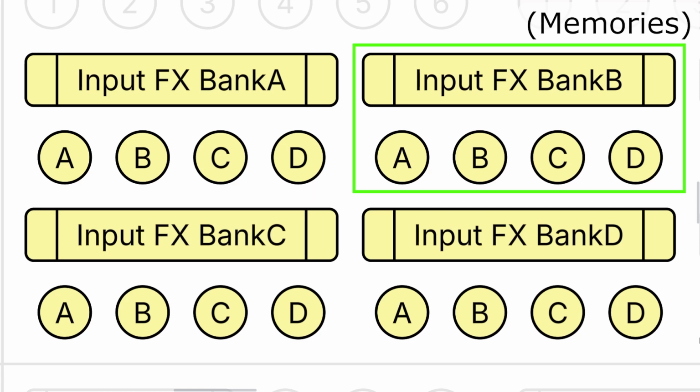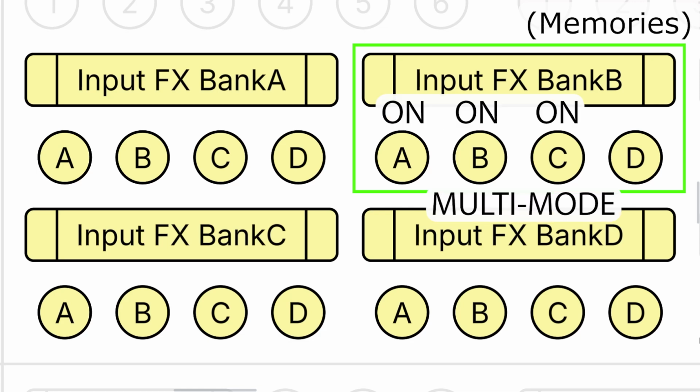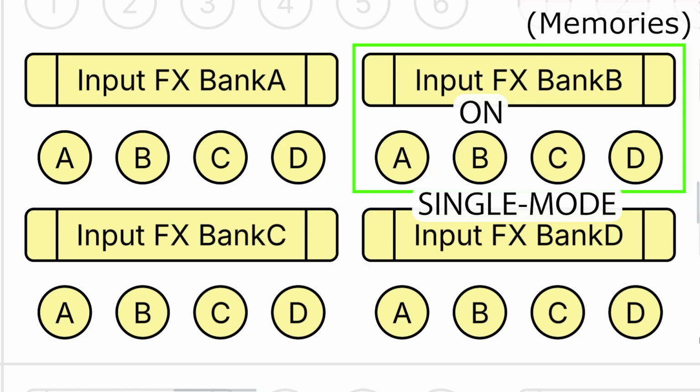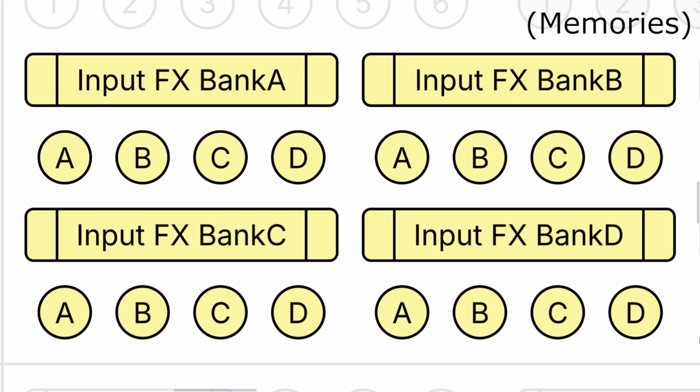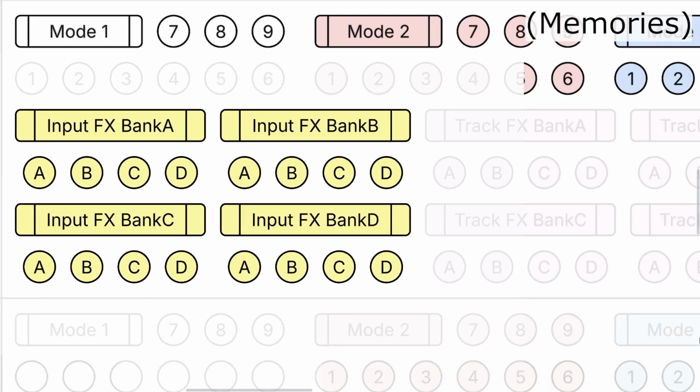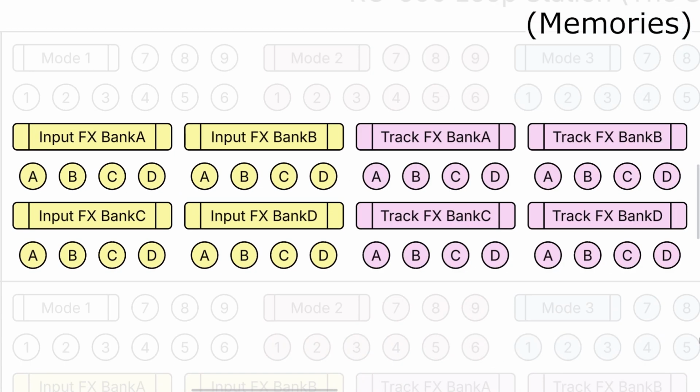And within that bank, you can choose, do I want to be able to turn on pedals A, B, and C? Or do I want to have it be in single mode, where I can only turn on A, and then only turn on B, and then only turn on C. But the RC-600 gives you this wide array where inside each one of these circles, there's many, many options and many, many parameters. In addition to the input effects, you also have track effects.